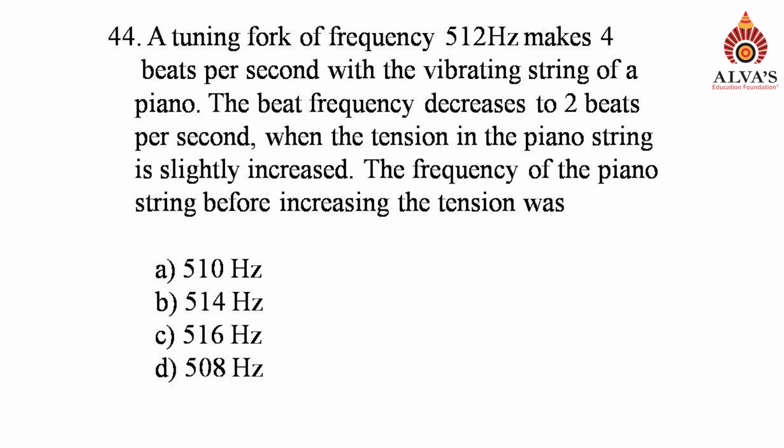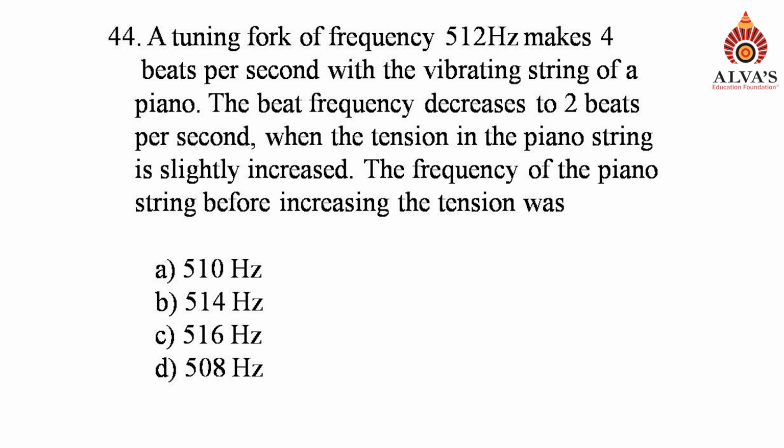A tuning fork of frequency 512 Hz makes 4 beats per second with the vibrating string of a piano. The beat frequency decreases to 2 beats per second when the tension in the piano string is slightly increased. The frequency of the piano string before increasing the tension was.